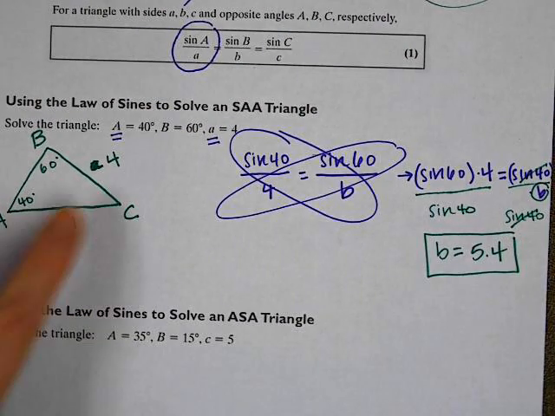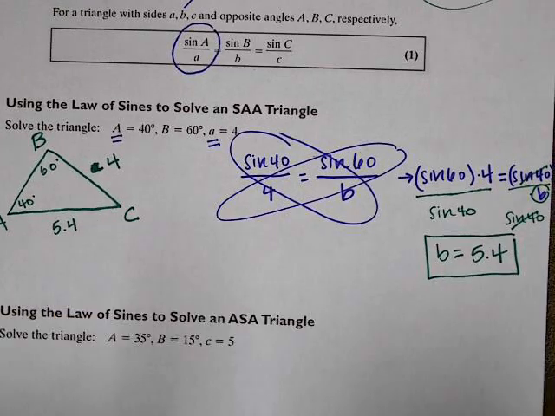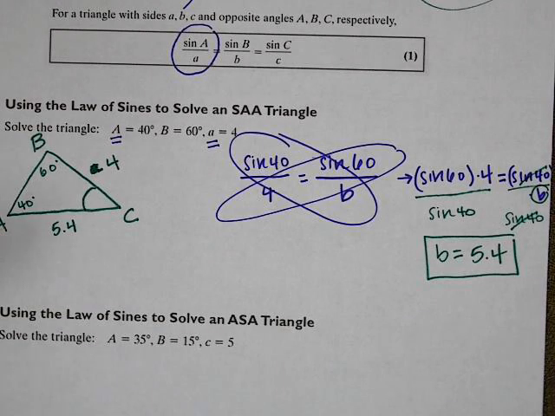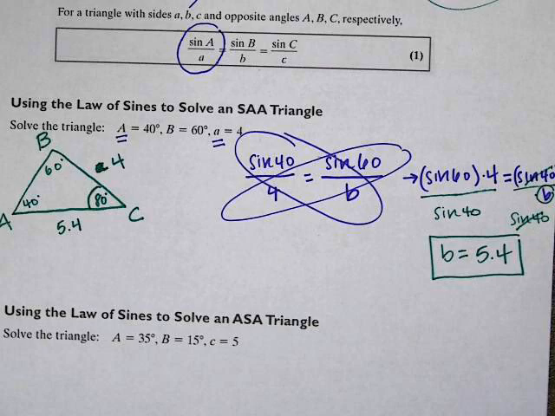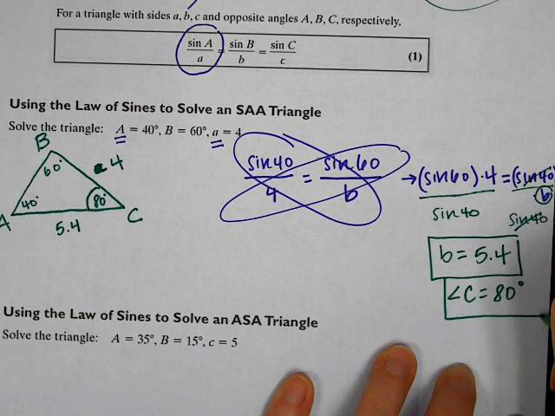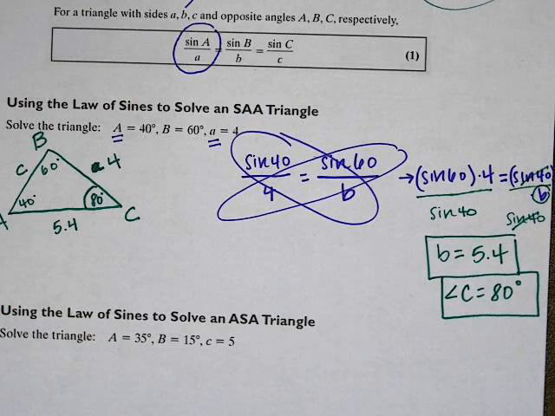Now we just need to find all the side C's. So angle C and side C. So angle C is going to be really easy. It's just 180 minus the 60 and the 40. So that's going to be 80 degrees. So we can put that. Angle C is 80 degrees. And now we just have to find side C.